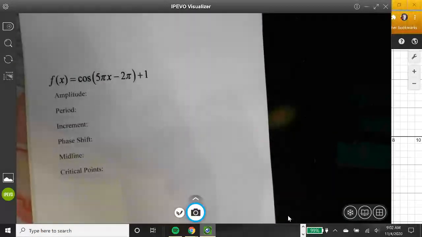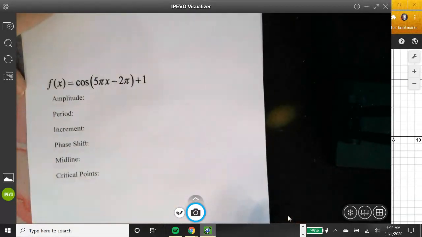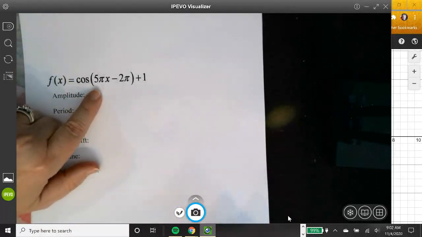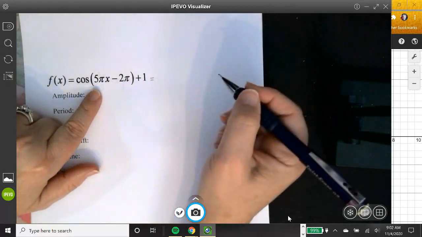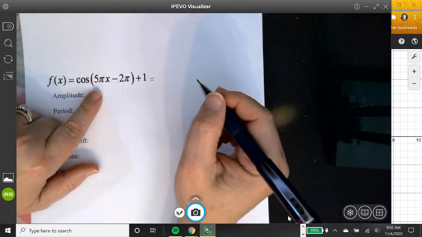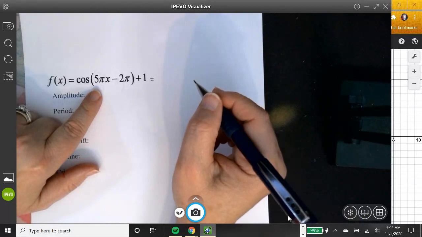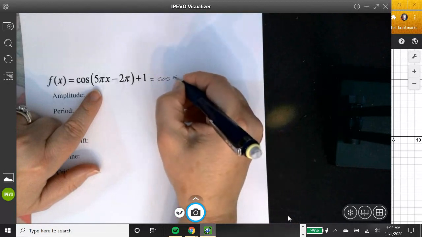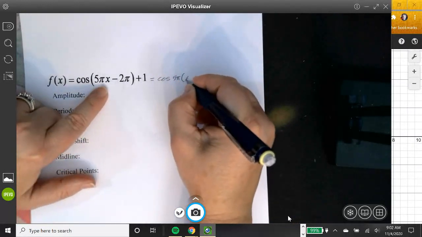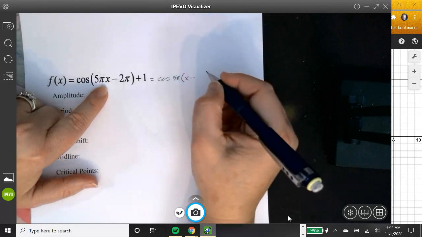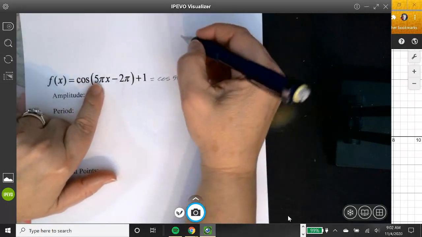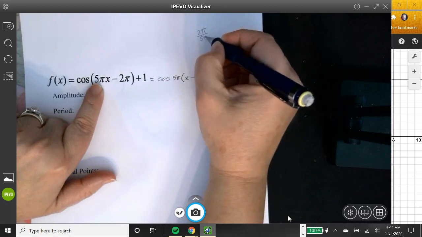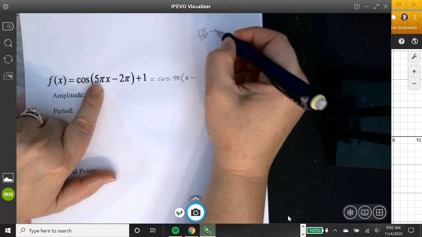All right, we're moving right along. Ooh, Mrs. Muller, what have we done here? Though that looks gross, but we're going to fix it, right? What are we going to do? We're going to factor out whatever the coefficient is in front of the x, no matter how ugly it is. So this is going to be cosine. 5 pi comes out. X minus, now what am I going to do with this 2 pi? I'm going to divide it by 5 pi. So up here, in my little calculation, I'm going to go 2 pi over 5 pi. Well, what happens to the pi's? Well, they cancel and we get what? 2/5.